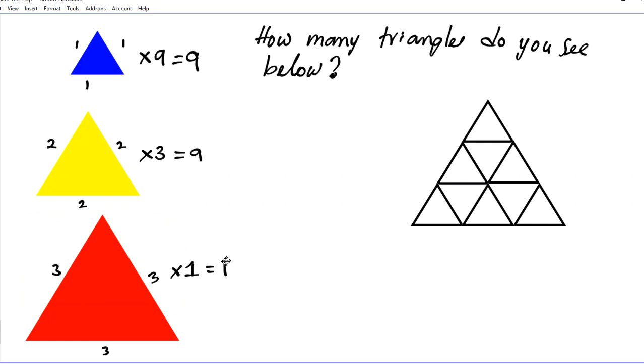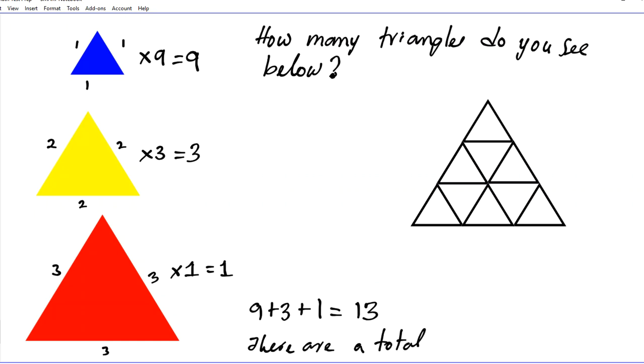Okay, so how many triangles do we have? We just basically find the sum of these triangles, right? So we're going to calculate 9 plus 3 plus 1. Okay, 9 plus 3 is 12, plus 1, 13. So the answer is there are a total of 13 triangles in this composite figure that we have right here.